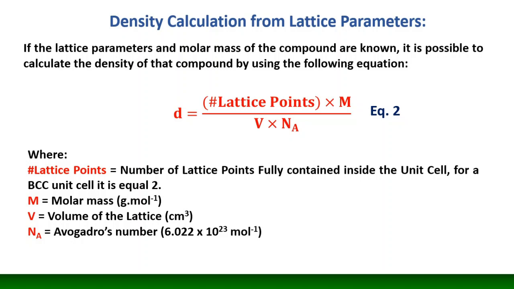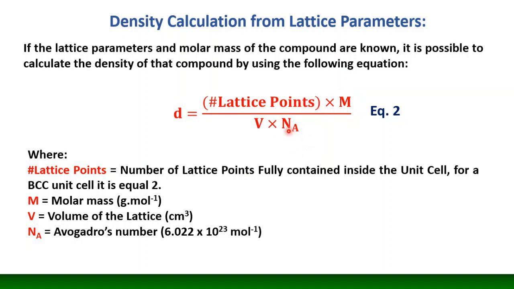Densities are generally reported in grams per cubic centimeter, okay? So the grams enter this equation through the molar mass of the compound or of the metal. The molar mass is generally measured in grams per mole, okay? So that's where the grams will be put in this equation. That's where it enters, in the numerator, okay?